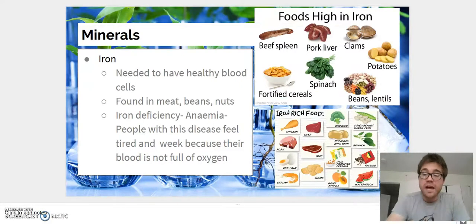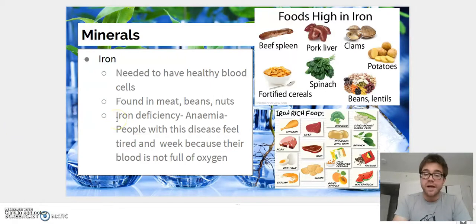Iron is needed to have healthy blood cells. You can find it in meat, beans, and nuts. Iron lets your blood carry oxygen. Remember, oxygen is what we breathe in. But without iron, your body can't use this oxygen. Your blood carries the oxygen around your body, and the iron in the blood cells helps hold on to that oxygen. And without the iron, your body can't get that oxygen.